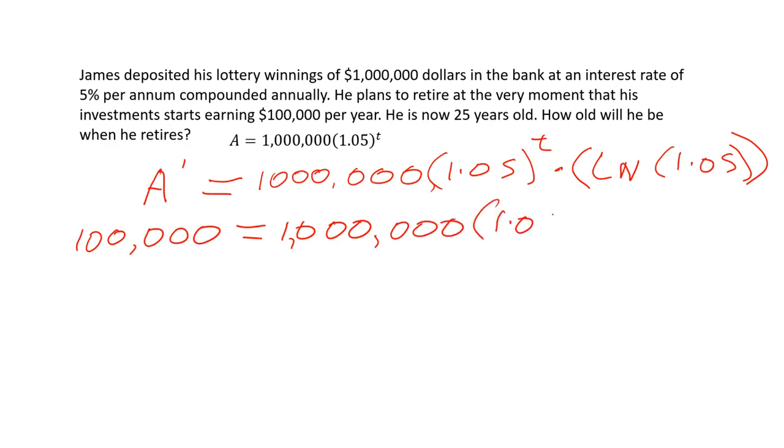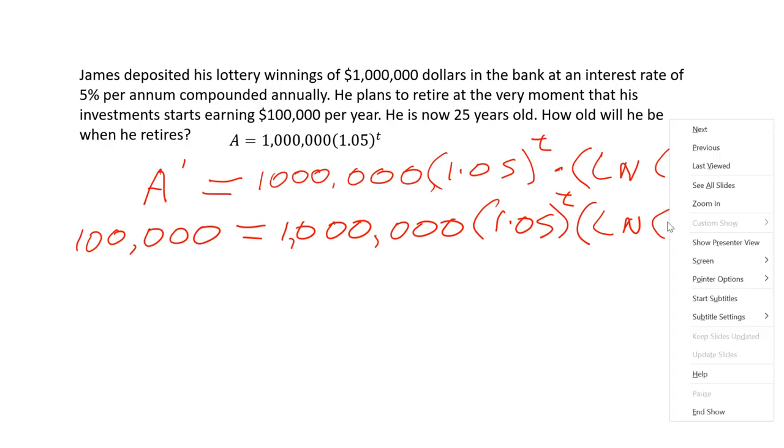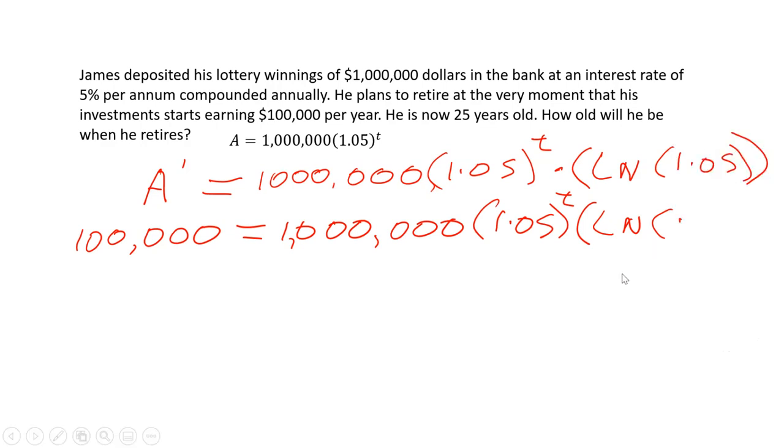1.05 to the power of t multiplied by the ln of 1. I don't really need that bracket for that. I don't know how to erase this thing here, so I'll put it in a bracket, 1.05. Okay, what's the next step?